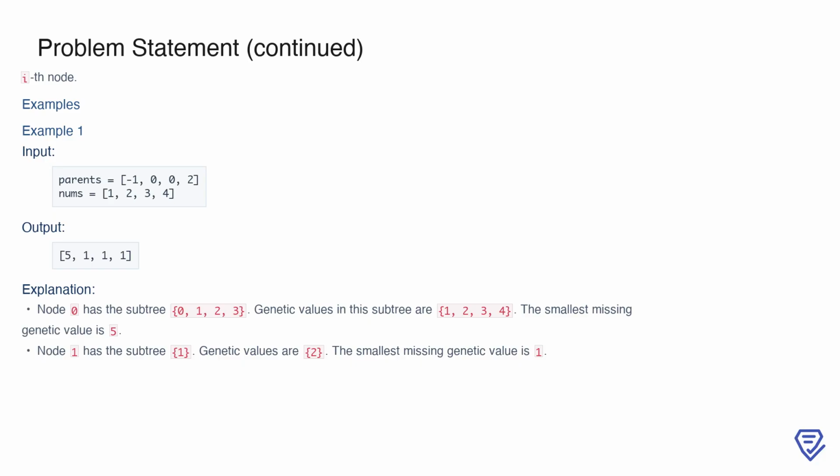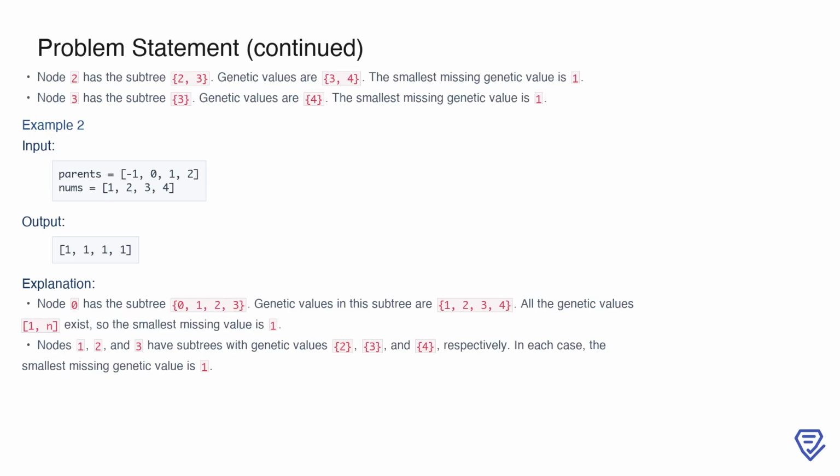For node 1, its subtree contains only itself, and its genetic value is 2. The smallest missing value becomes 1 because 1 is not present. Similarly, the subtrees for node 2 and node 3 contain genetic values 3, 4, and 4, respectively. In both cases, the smallest missing genetic value is also 1.